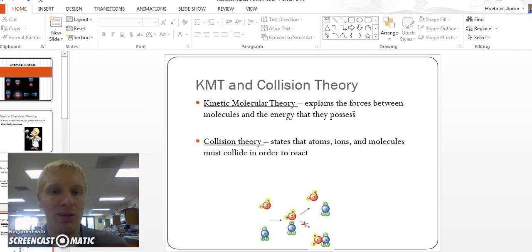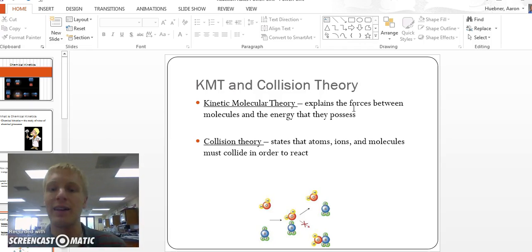So when molecules are always in motion, there are three different states: solid, liquid, gas. Solids are vibrating, liquids are sliding past each other, and gases are floating around, bouncing in any which direction. Collision theory states that if molecules are always in motion, then they're going to be bumping into each other. So in order for a reaction to occur, collisions need to occur.